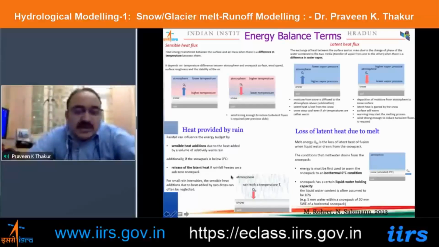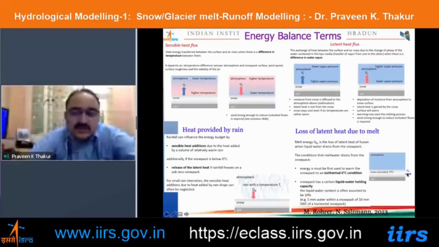Then if you have precipitation, during the snowfall, if the temperature is below 0 degrees Celsius, it will happen as snowfall. So it will add total negative energy into the snowpack. If it is rainfall, it may add positive energy into the snowpack. That is release of latent heat if rainfall is on the sub-zero snowpack, and sensible heat addition due to the heat added by volume of the relatively warm rain. Okay. Then similarly, there is a loss of latent heat during the melting process. Once it is 0 degrees Celsius and above, the snow will start to melt.